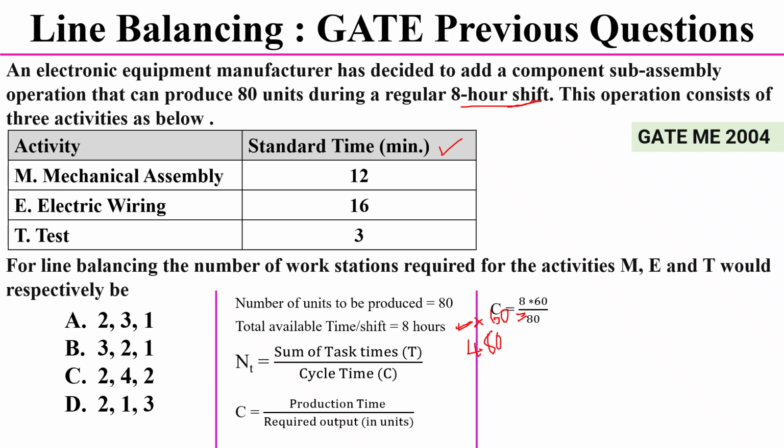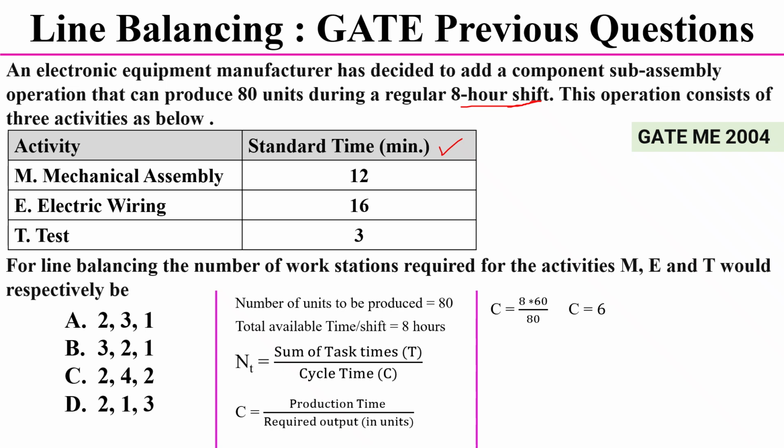Then cycle time will become production time, that is 8 into 60, divided by required output, which is 80. Then C equals 60 by 10, which is equal to 6.